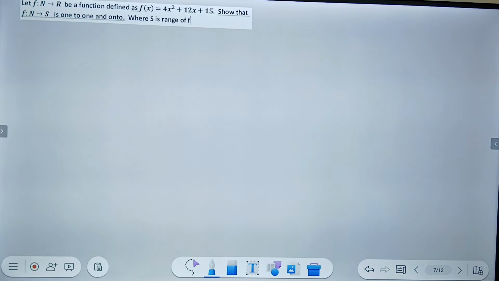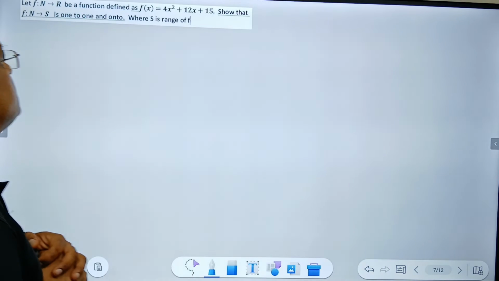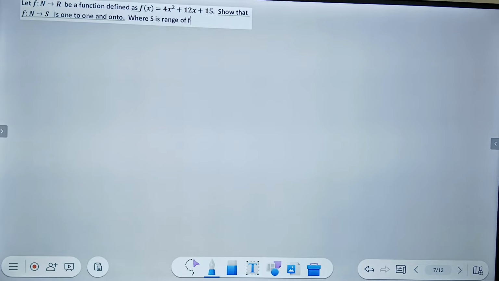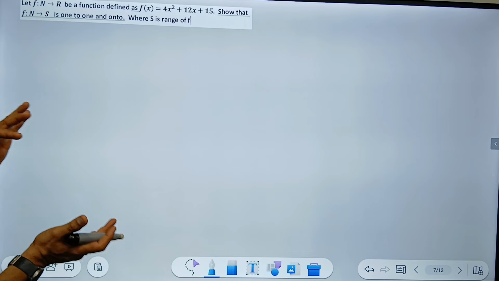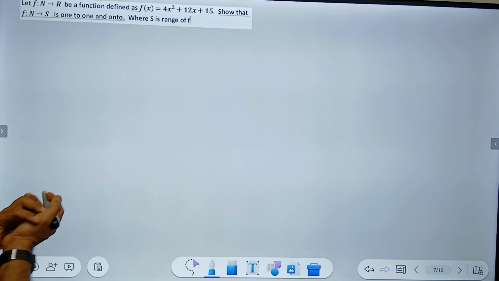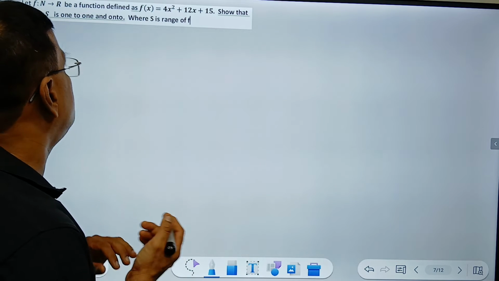Now this is a very, very important question. f is a function from N to R. Again, N is the natural numbers. Defined as f of x is equal to 4x square plus 12x plus 15. Show that f from N to S, it's a restricted codomain, is 1 to 1 and onto.